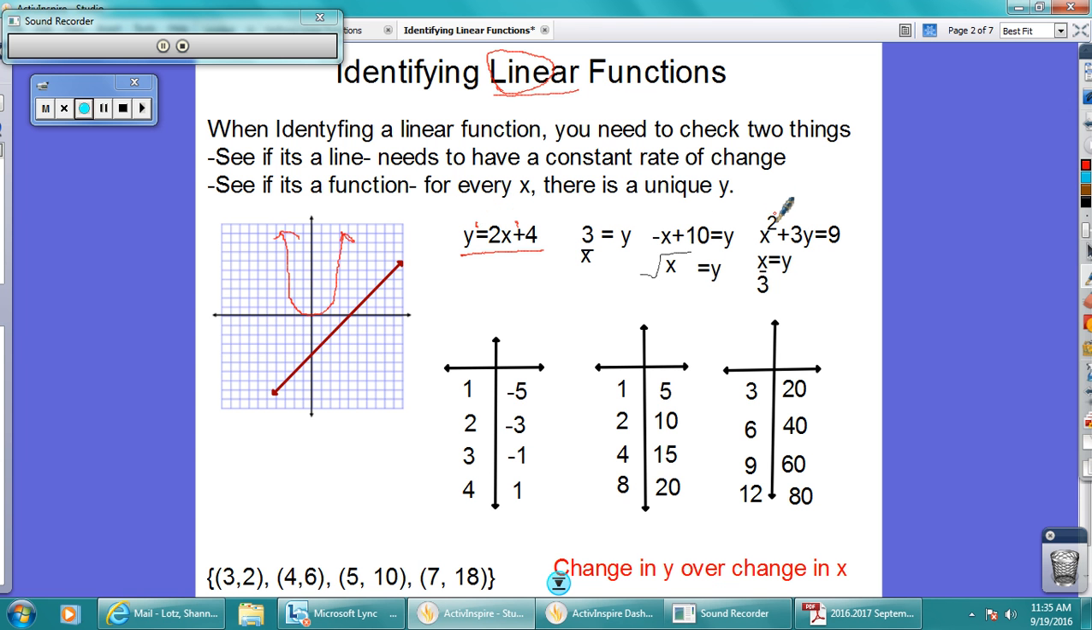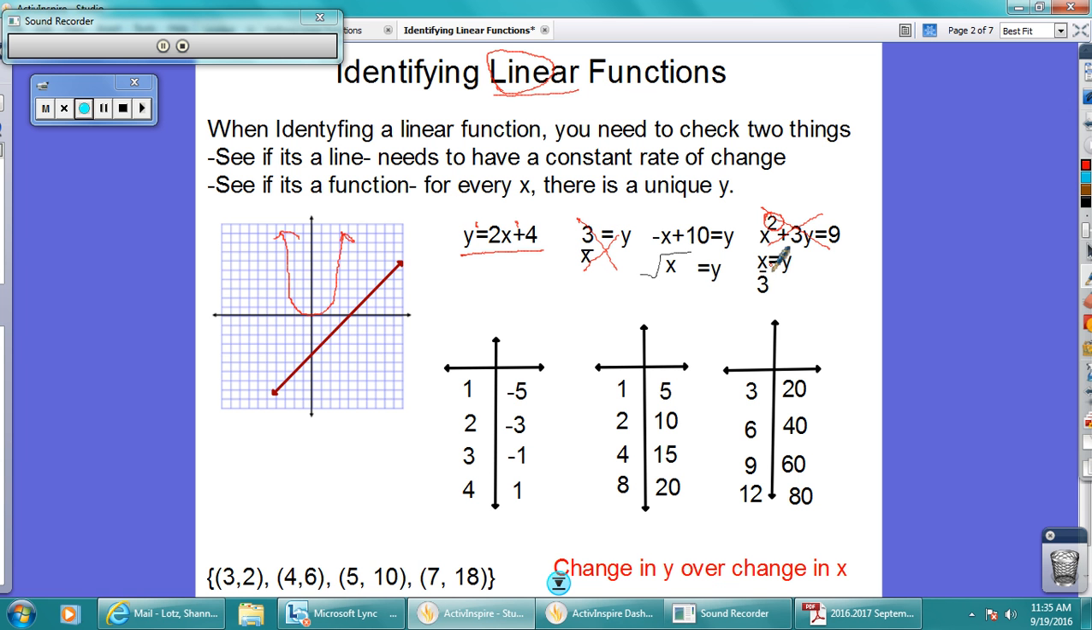Now look at this one. I have x to the second power. When we graph this, this is going to create a parabola. Okay, this is not linear because x is to the second power, so this is not a linear function. Okay, now let's look at this one. 3 over x is equal to y. Anytime you have a variable in the denominator, this is not linear. When you graph this, you'll get something completely different. This is not linear when a variable is in the denominator.